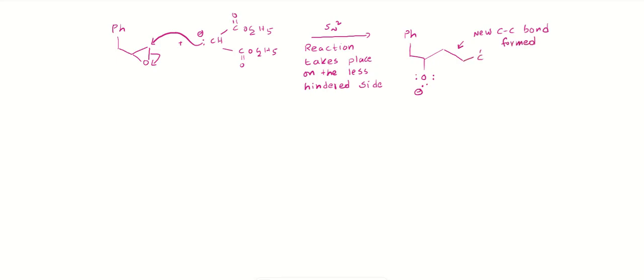CH C double bond O OC2H5, and then we have C double bond O OC2H5. So on step number 1 is hydrolysis, OH minus, H2O, followed by H3O plus. We'll get PhCH2CHOHCH2, and then here we'll get a diacid.